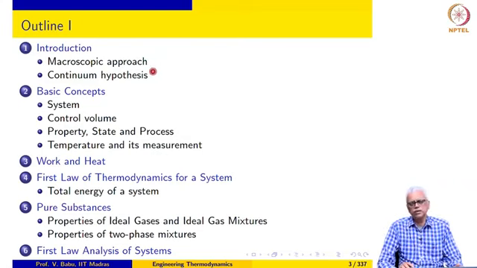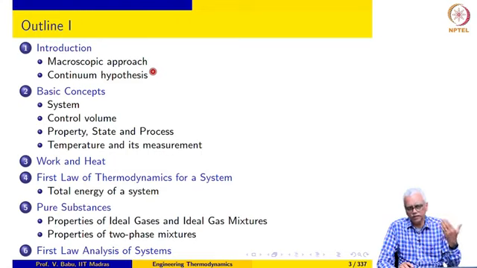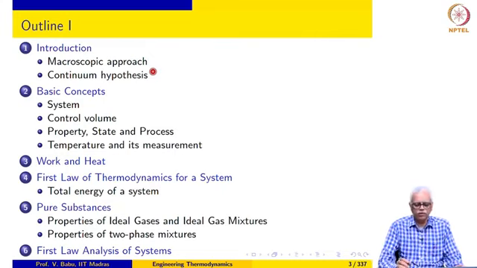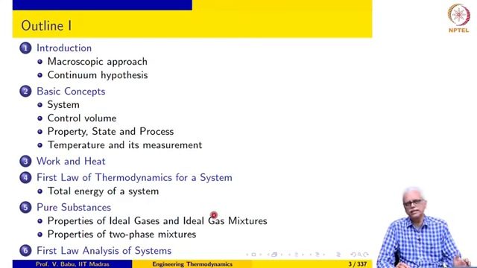Okay. So, we will try to bring out what we mean by macroscopic approach and when it is applicable. Now, the continuum hypothesis actually underlies the macroscopic approach. So, for the macroscopic approach to be valid, continuum must exist, and we will discuss what the continuum hypothesis is and under what conditions we can use the macroscopic approach and when we should abandon it and move on to a microscopic approach.